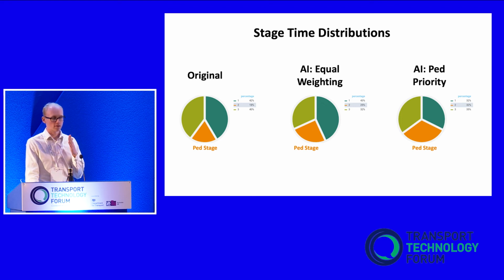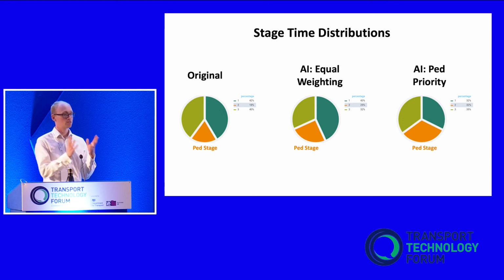And I want to talk about one of the outcomes of that from the point of view of looking at stage timings. So in existing systems, there was a PED stage which had a relatively short amount of time. It was given about 18% of the time at that junction. And thinking about what I said earlier of time allocation versus equal priority, when we then deployed AI with equal weighting to say, okay, pedestrians are now equal to cars, we found that it substantially increased the amount of time that it gave to those pedestrians. So now that stage is up at 25%. When you start then adding in prioritization for pedestrians and saying actually they're more important than cars, it shifted it further up into the low 30s.